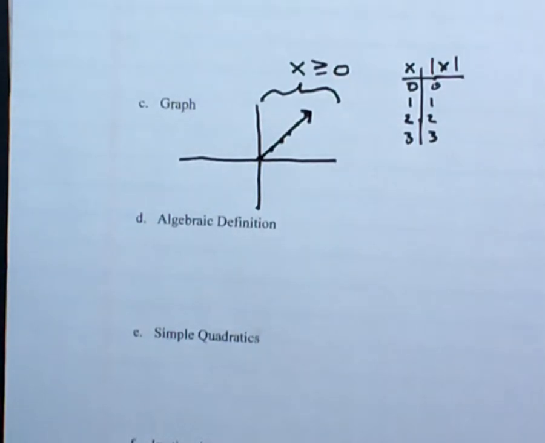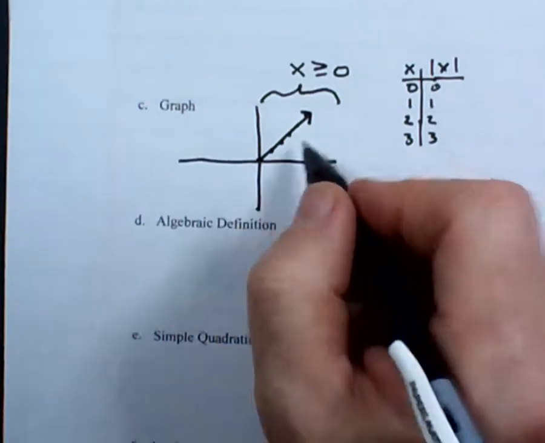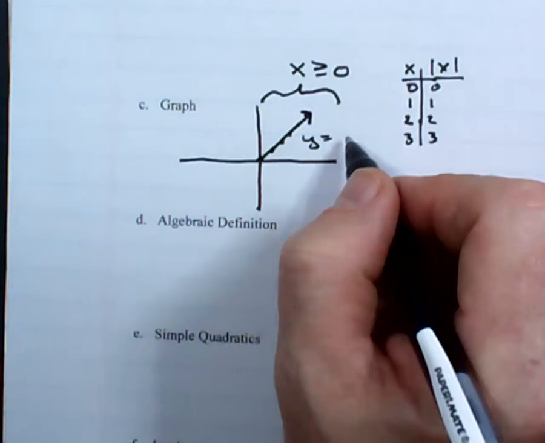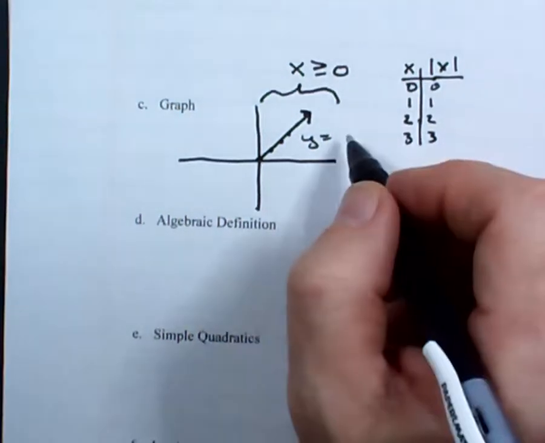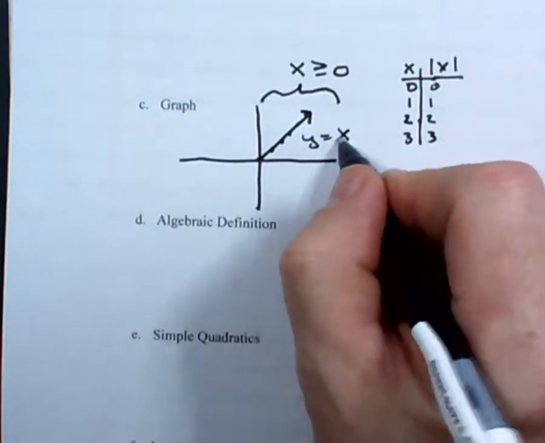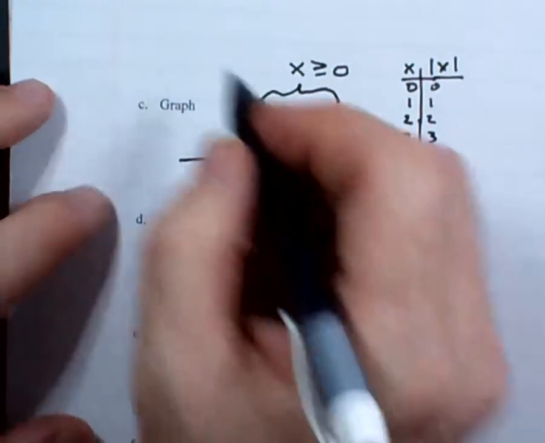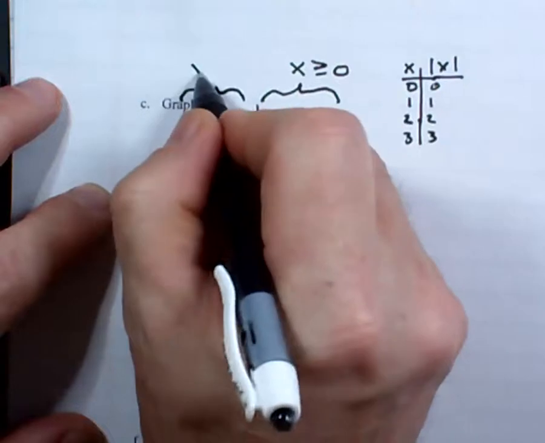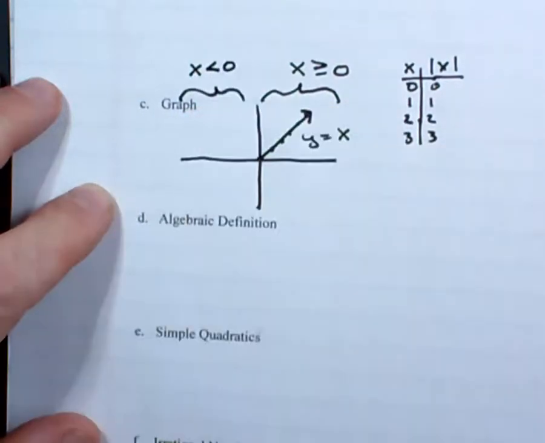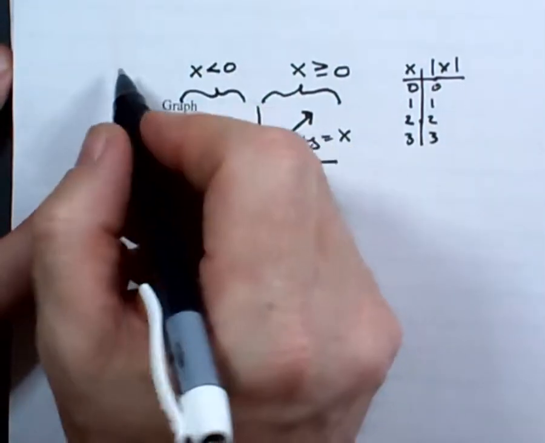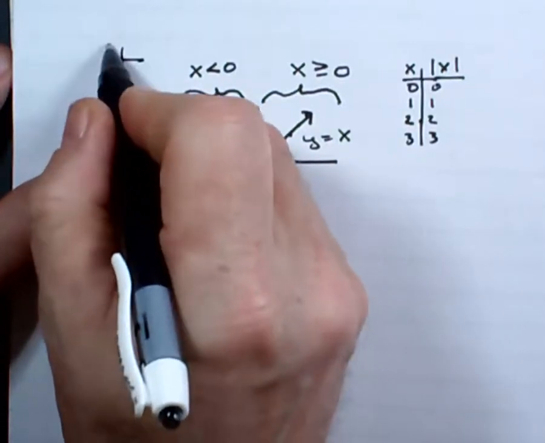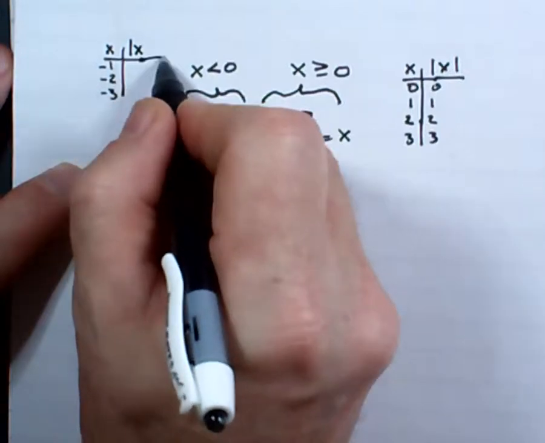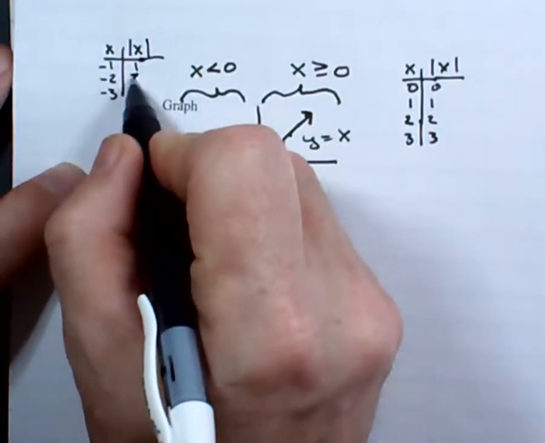Does anybody know the equation of that line? Y equals x. The slope is 1, right? Correct? And the y-intercept is 0. So it's y equals x. Over here, x is less than 0. And so I will have a table like this. X: -1, -2, -3. The absolute value of x is 1, 2, 3.